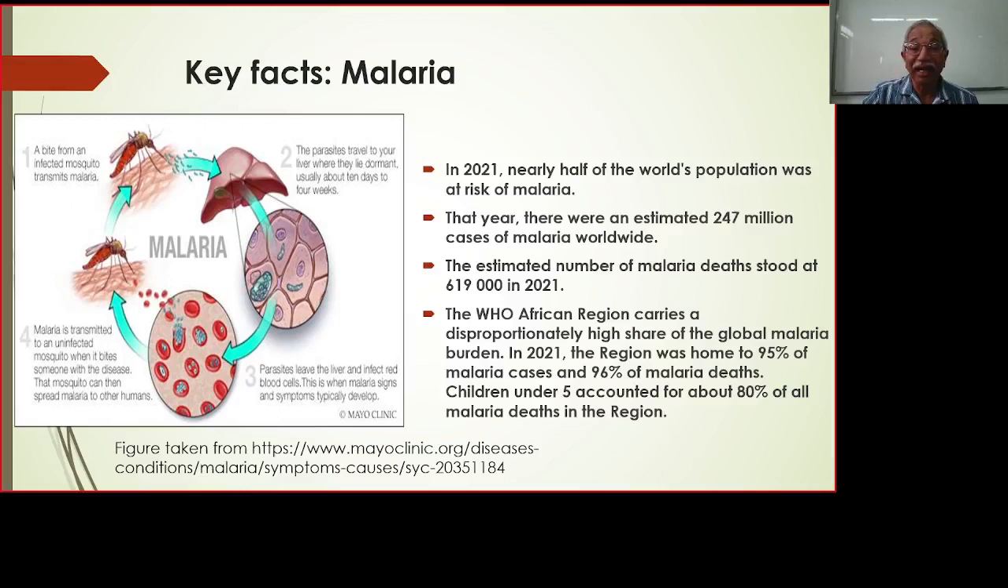And the region was home to 95% of malaria cases. You can imagine how. And 96% of malaria deaths. Children under 5 accounted for about 80% of the malaria deaths. As you will see more information, children who get malaria for the first time, if their immunity is not high, then they die. But if they get malaria for a few years, then they build up immunity and they don't die. They do suffer from malaria, but they don't die. That's why there is a high number of children who die because of malaria.